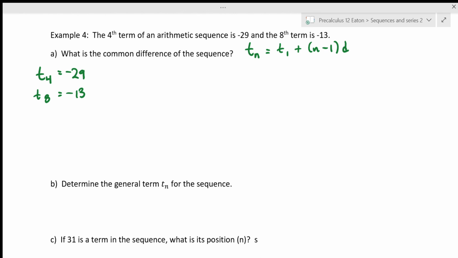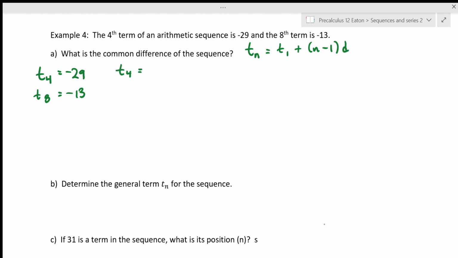So I know what the term number is, and I know what the value of that term is. So I know T sub n, and I know n, but I don't know T1 or D. So what I'm going to have to do is write down 2 equations. So let's write down one for T4.